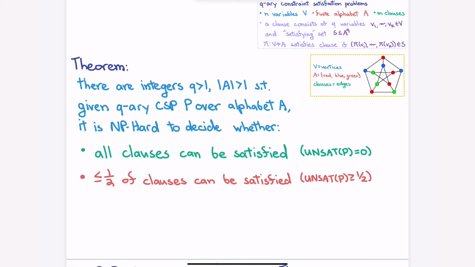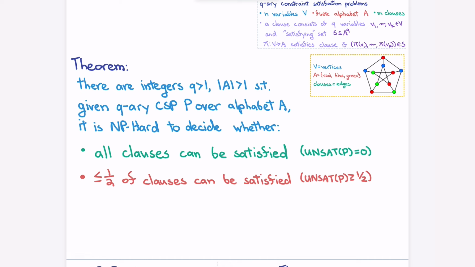This is what we're going to try to prove, that it's NP hard for the following problem. I give you a constraint satisfaction problem where every constraint has a constant number of variables. So there's many variables, but only a constant number participating in each constraint. And each variable can be one of a finite alphabet size. So constant alphabet size, constant number of variables per constraint. And you're trying to decide if either all clauses can be satisfied simultaneously, or you can't do better than half the clauses.